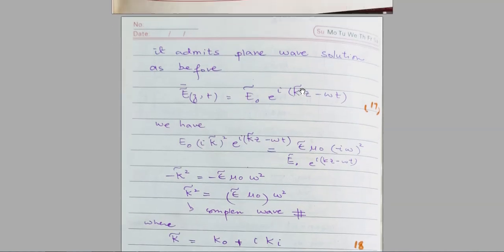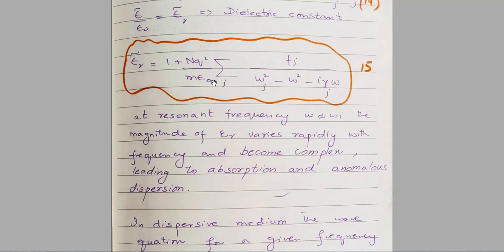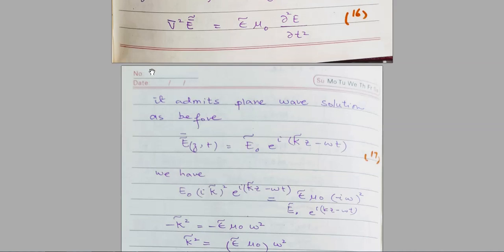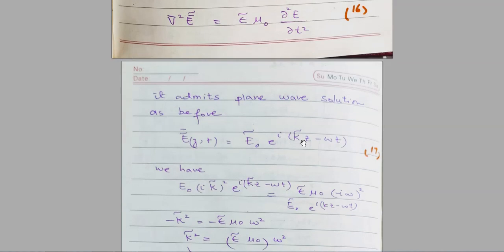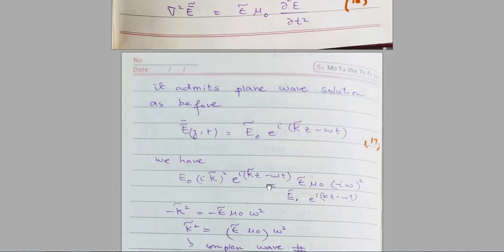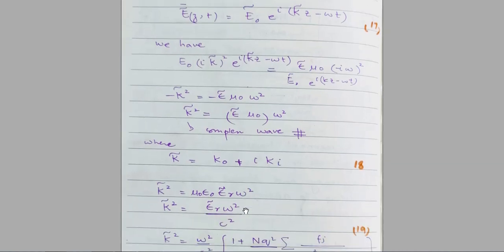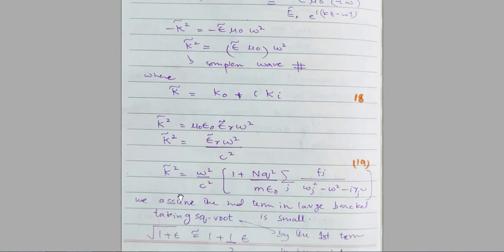Before, you have derived the epsilon r, the dielectric constant. Now you have to derive the wave vector in the complex notation, from which you will derive the real value of the wave vector and the imaginary value of the wave vector. These are just simple steps you can see here. Now we have derived the value of k square. This equation 19 presents the complex value of the k square.